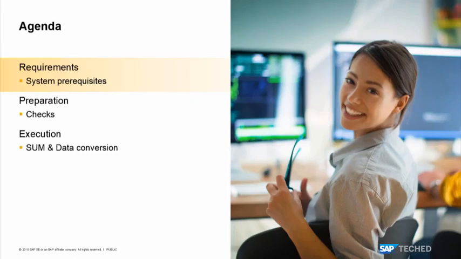Agenda. We have three sections in there. The system requirements, so what kind of systems are capable to be converted into SAP S/4HANA. We have the preparation with some checks on the source system, and we have the actual technical conversion, the execution, where the software update manager, abbreviated as SUM, is doing the job.